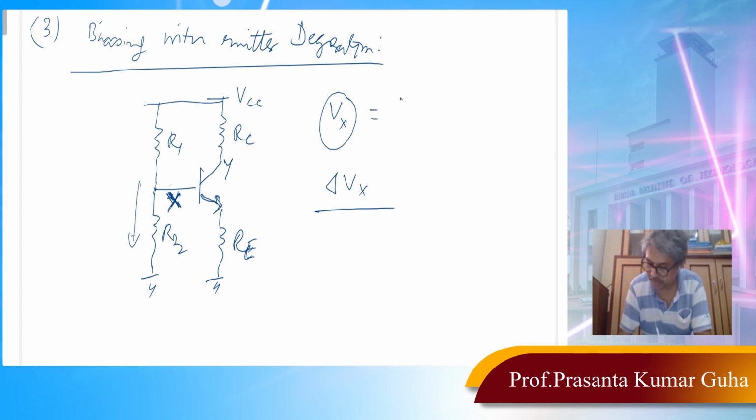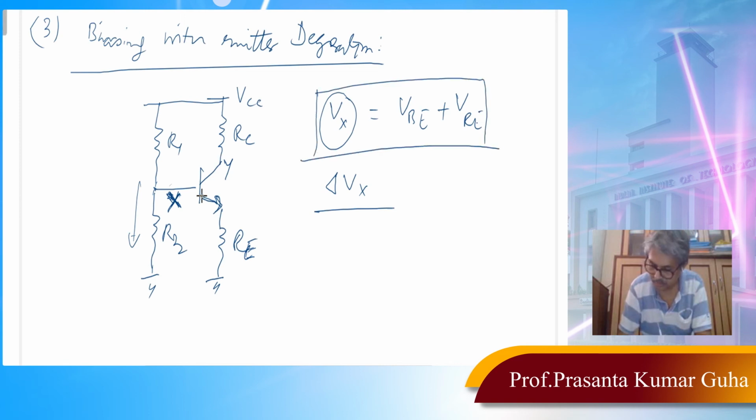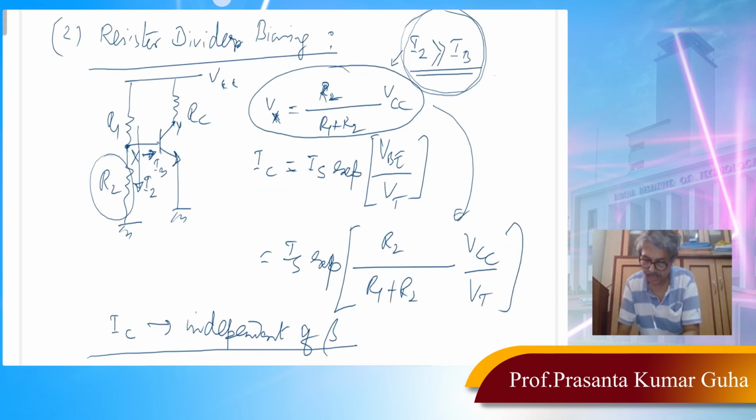Because Vx is equal to, we can write, VBE plus VRE. You see, Vx is VBE here plus VRE, the voltage drop across RE. Now, if there is any change in Vx, that will be absorbed in two parts, because in the previous circuit, any change in Vx will be absorbed by VBE only. So any change in Vx, there will be exactly the same change in VBE, because Vx is basically VBE in this particular circuit.